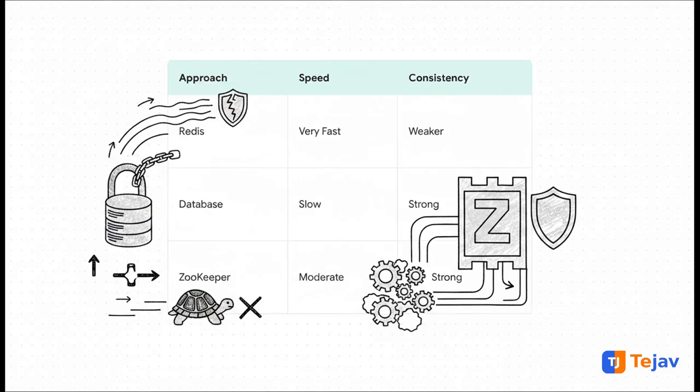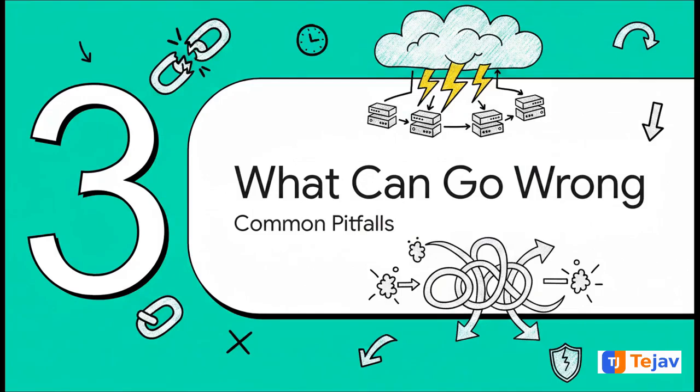You go with Redis when speed is king. You can use your database, often with a select for update query when you want strong consistency right next to your data. But just be aware, that can become a performance bottleneck. And you reach for a beast like ZooKeeper when you need ironclad, bulletproof reliability for critical tasks, and you're willing to handle its complexity. But picking the right tool is only half the job.